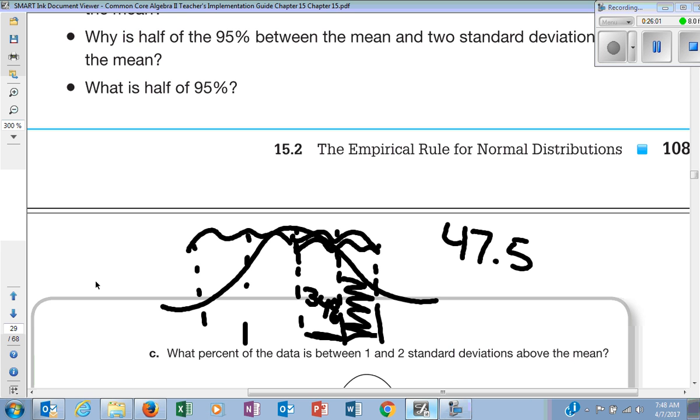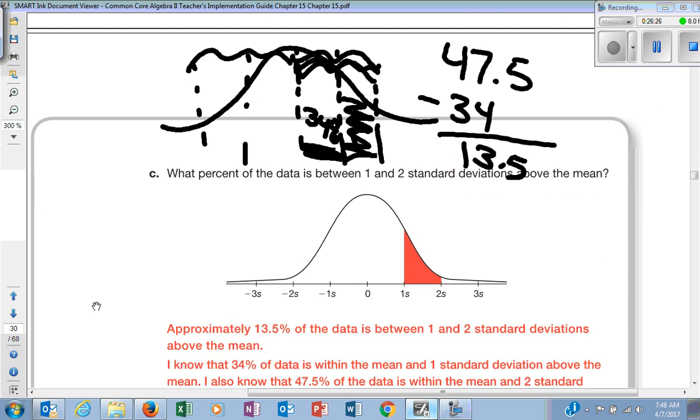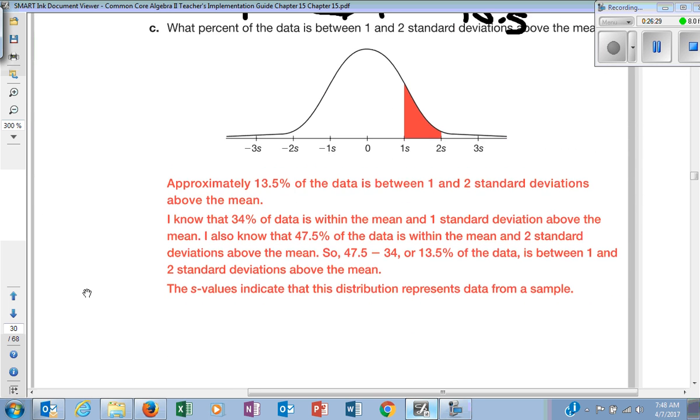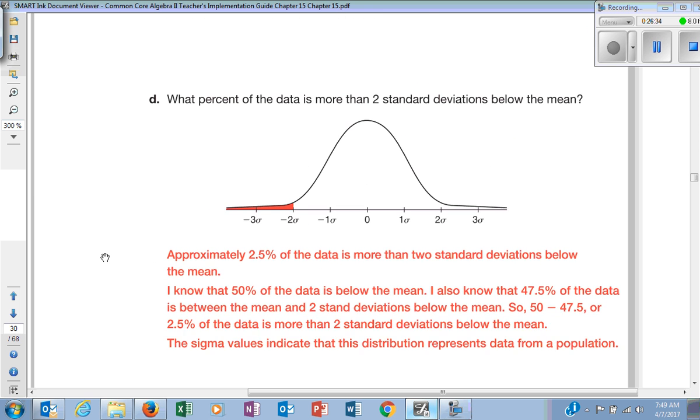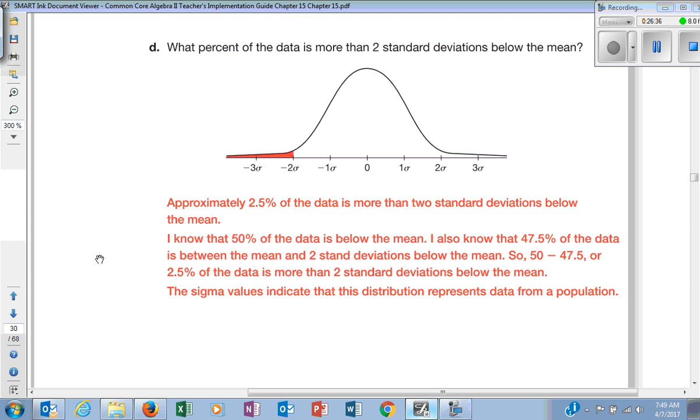So what can I do to get what this value is? If this whole thing from here to here is 47.5, and this accounts for 34% of that, I can take 47.5 minus 34, and that's when we're going to get the 13.5 that we already have. Are you following me where all these numbers are coming from? Out here we know that it's 2.5%.